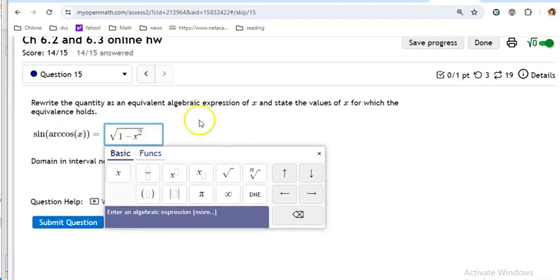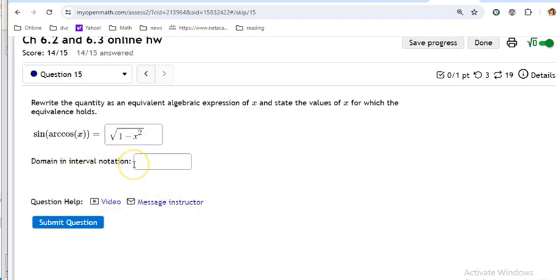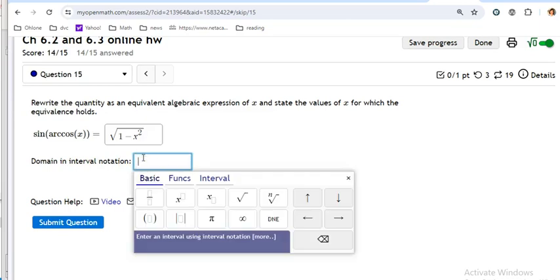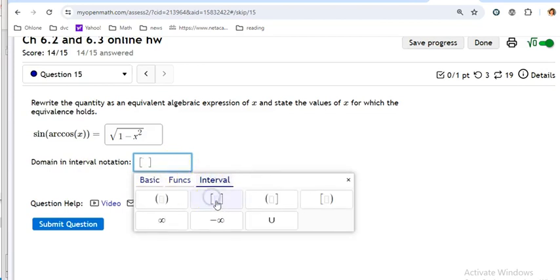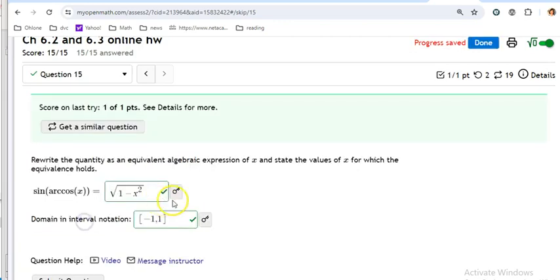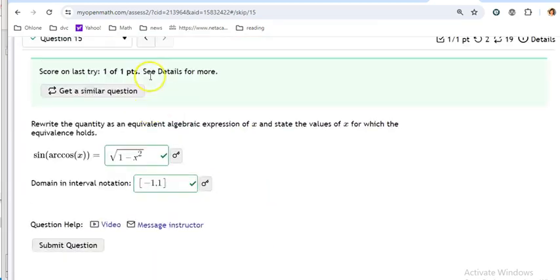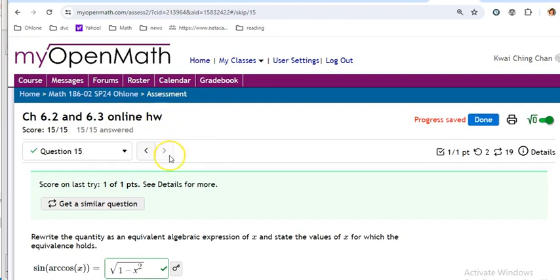What is the domain of this? It has to be between -1 and 1. In interval notation, it will be -1, comma 1, because we don't want a negative number in the root. So that's all for this online homework.